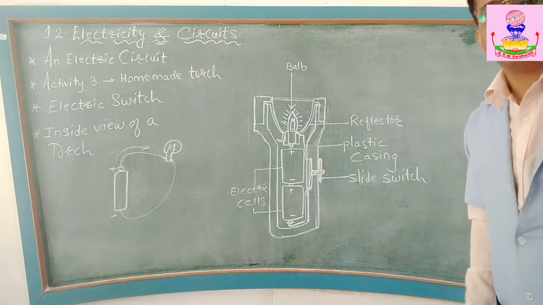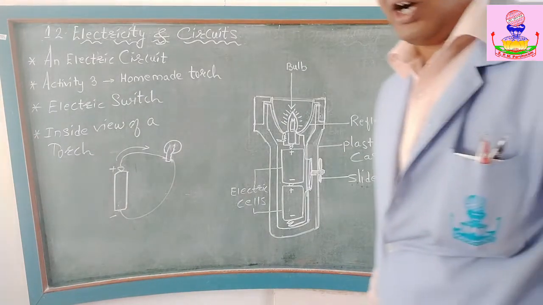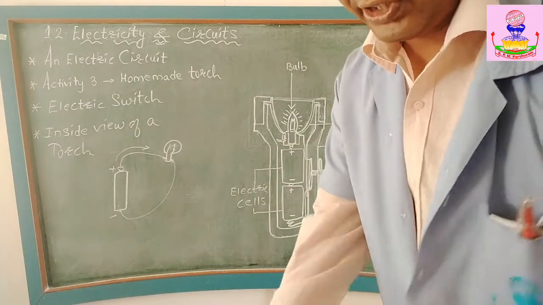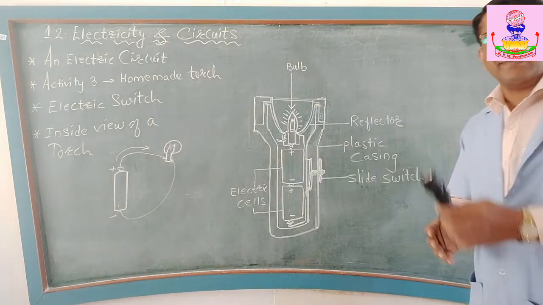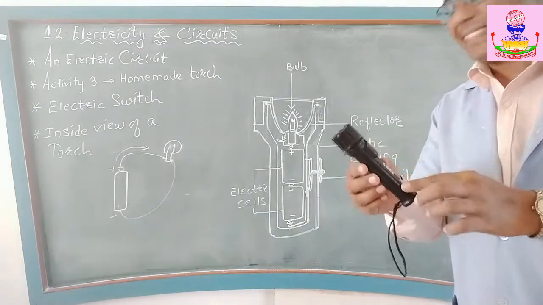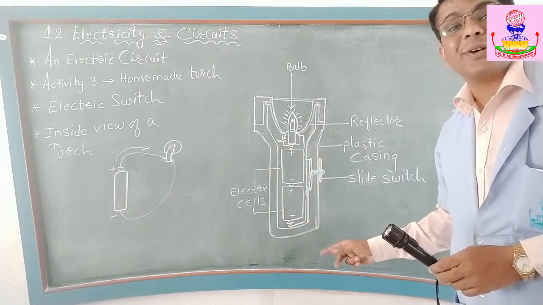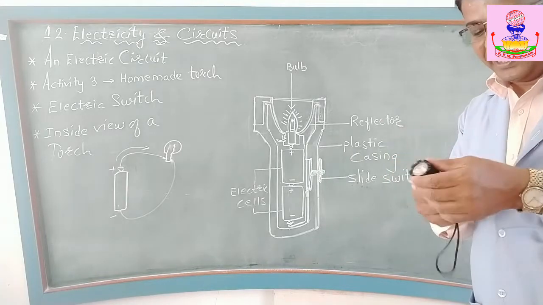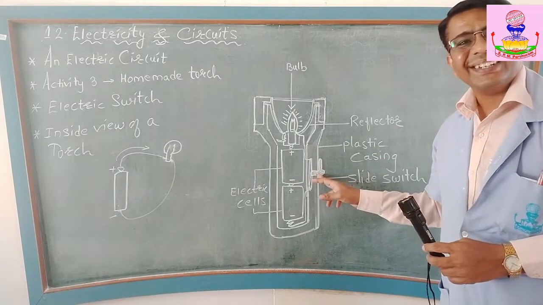Now Buchholz has drawn the outline of the torch and the inside of the torch. He has drawn the inside view of the same torch. So this is the plastic casing, you can see it. I have drawn the figure on the board also. Now this is the slide switch. So this is the slide switch here.